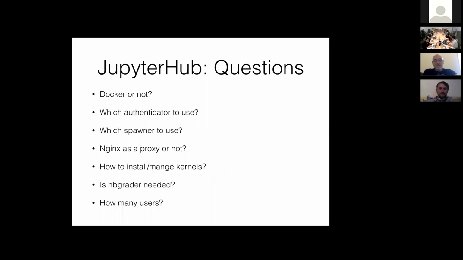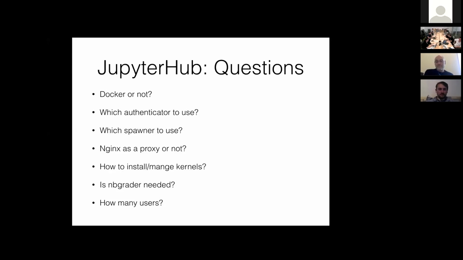The biggest thing that you'll encounter as you deploy JupyterHub is questions. There's a lot of questions to answer. Are you going to use the Docker spawner or not? Which authenticator are you going to use, PAM or OAuth? Which spawner, I guess that's the same as the Docker. Are you going to run a proxy like Nginx in front of JupyterHub or not? How are you going to install and manage kernels? Are you going to use Conda? Are you going to use the built-in system Python? Is NBCreator needed? How many users? What are the hardware requirements?